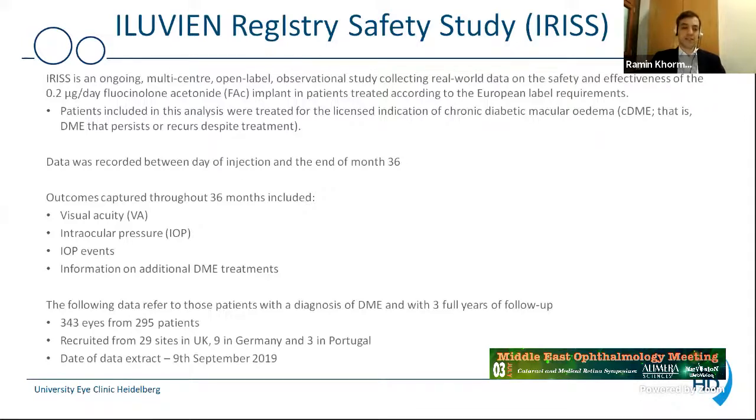We obviously assessed visual acuity. We looked at intraocular pressure and IOP events because it's a steroid that we are applying in these patients. And we also looked at the information on additional DME treatments. I would like to share with you the 3-year follow-up data of about 343 eyes from 295 patients. And we recruited all these patients from 29 sites in the UK, 9 in Germany, and 3 in Portugal.